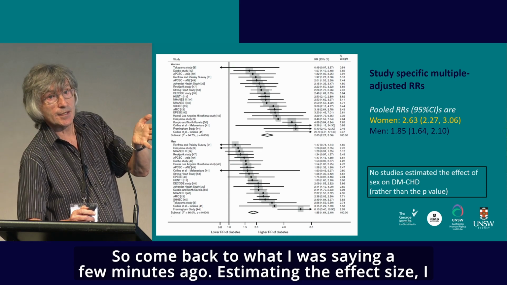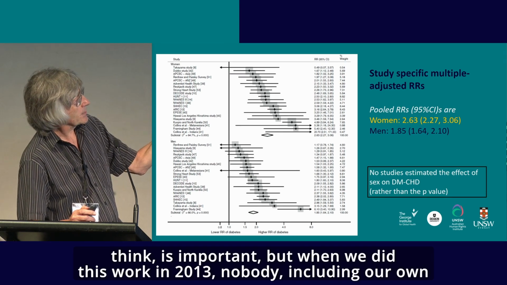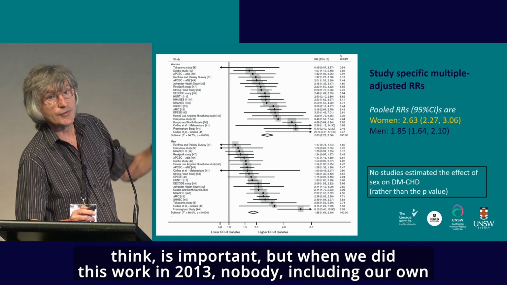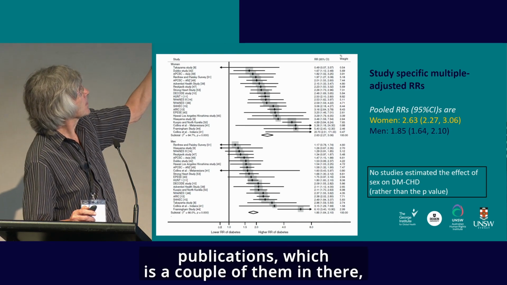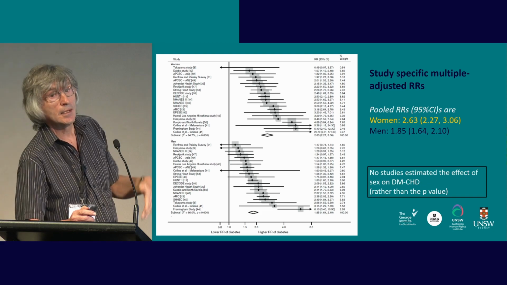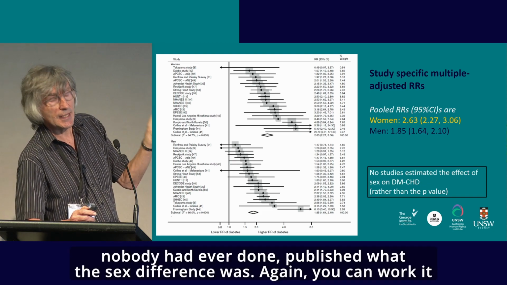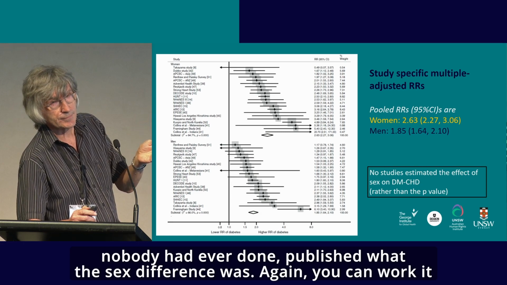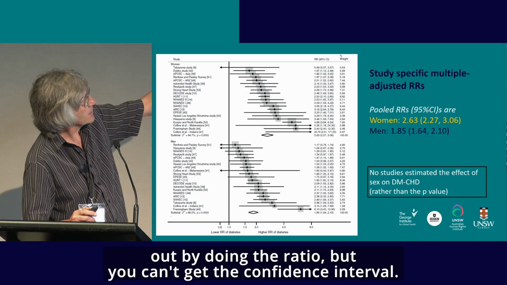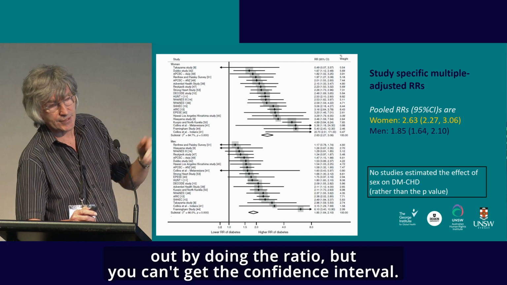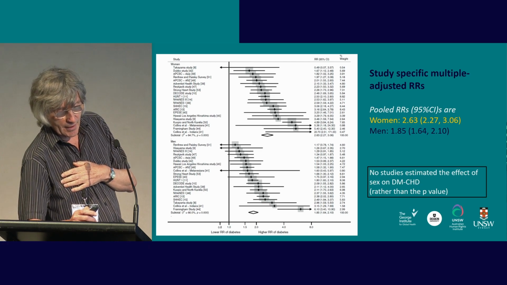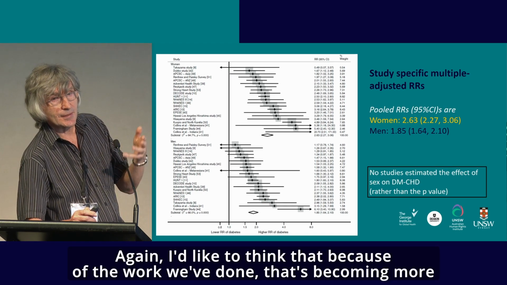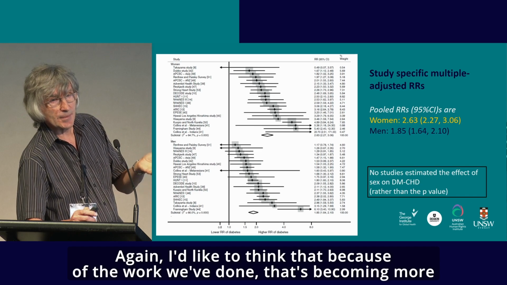Estimating the effect size, I think, is important. But when we did this work in 2013, nobody, including our own publications, a couple of them in there, had ever published what the sex difference was. Again, you can work it out by doing the ratio, but you can't get the confidence interval. Again, I'd like to think that because of the work we've done, that's becoming more common now.